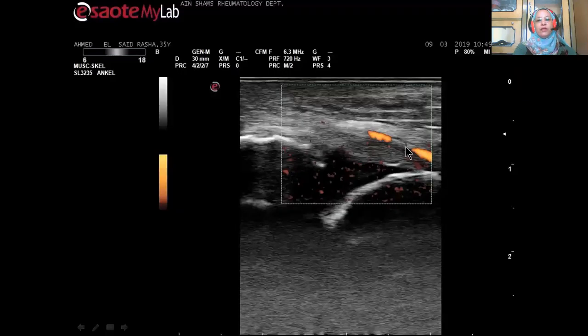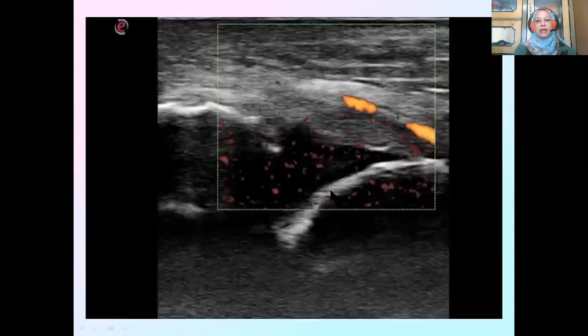By application of Doppler ultrasound to the anterior tibiofibular ligament, there is increased vascularity around it. This is the magnified image. There is increased vascularity around with some areas of hypoechogenicity. Together with the irregularity present at the distal part of the lateral malleolus, we consider this as grade 1 lateral sprain, or grade 1 anterior tibiofibular ligament injury.